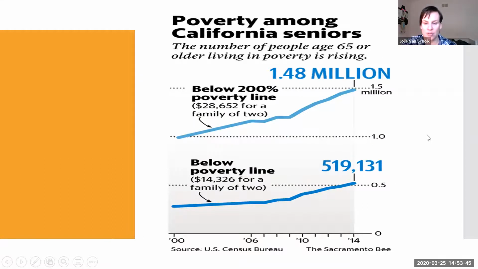This is for California. We once again have a different standard for poverty, and we also like to track it in the United States by population, so young people. This one's for older people, which I think is interesting because at least I consider children under the age of 18 and elders, people over the age of 65, to be our most vulnerable population. The number of people ages 65 and older living in poverty is starting to rise as well. About 500,000 are below the poverty line, making less than $14,000 a year, and 1.48 million are living at $28,000 or less per year as well.